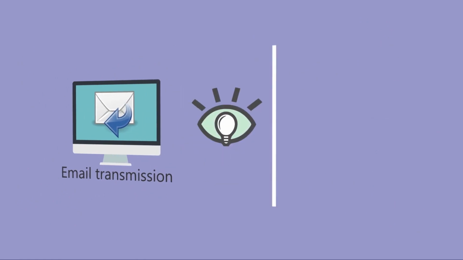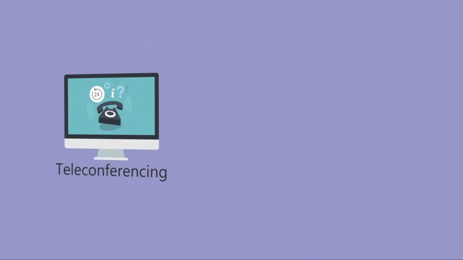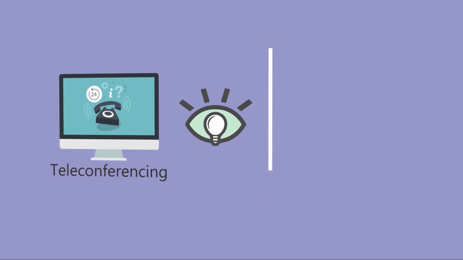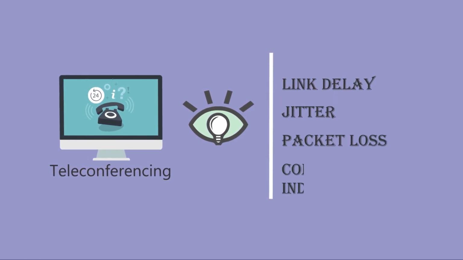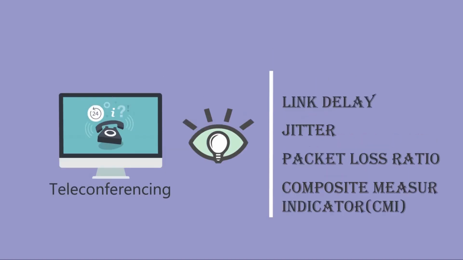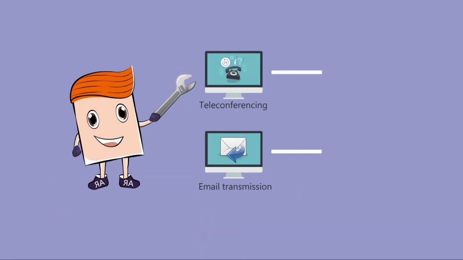During email transmission, people often focus on whether packets will be lost. During telephone conferences, people often focus on the link delay, jitter, packet loss ratio, and composite measure indicator. You can create probes for the links that transmit the two types of services. The probes are also called network quality analysis test instances.